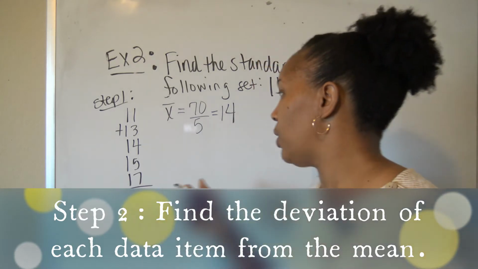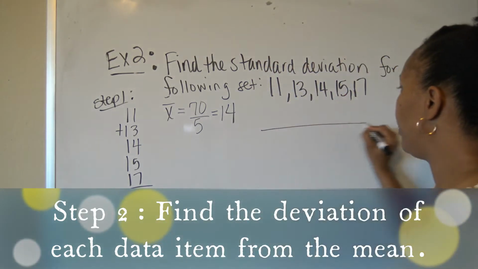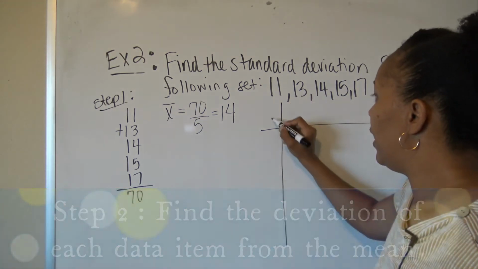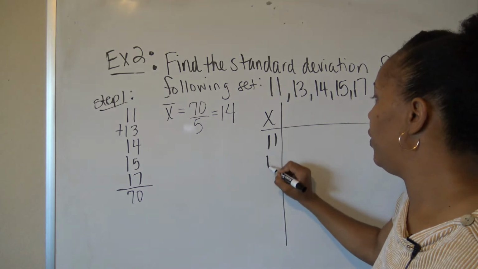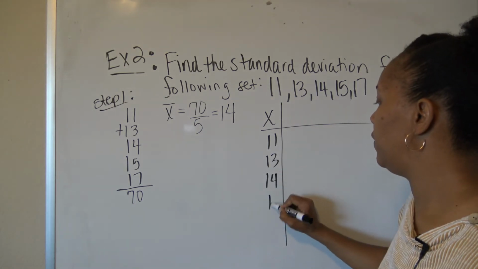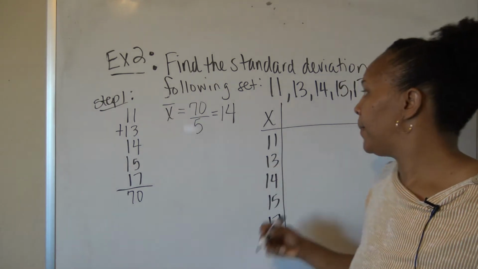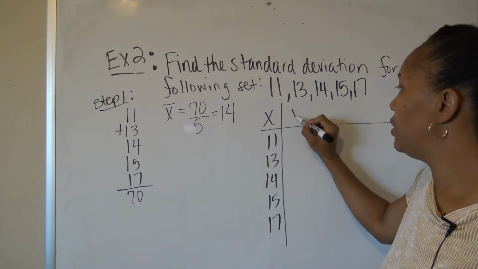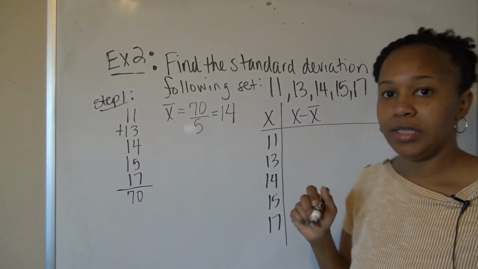So in order to do this, I want to create a table. So I'm going to go through and create a table. I'll bring it over this way some. And I'm going to list each data point. So that's my 11, 13, 14, 15, and 17. So that's every data item, right? So for step 2, here's my step 2. I want to figure out what is x minus x bar.